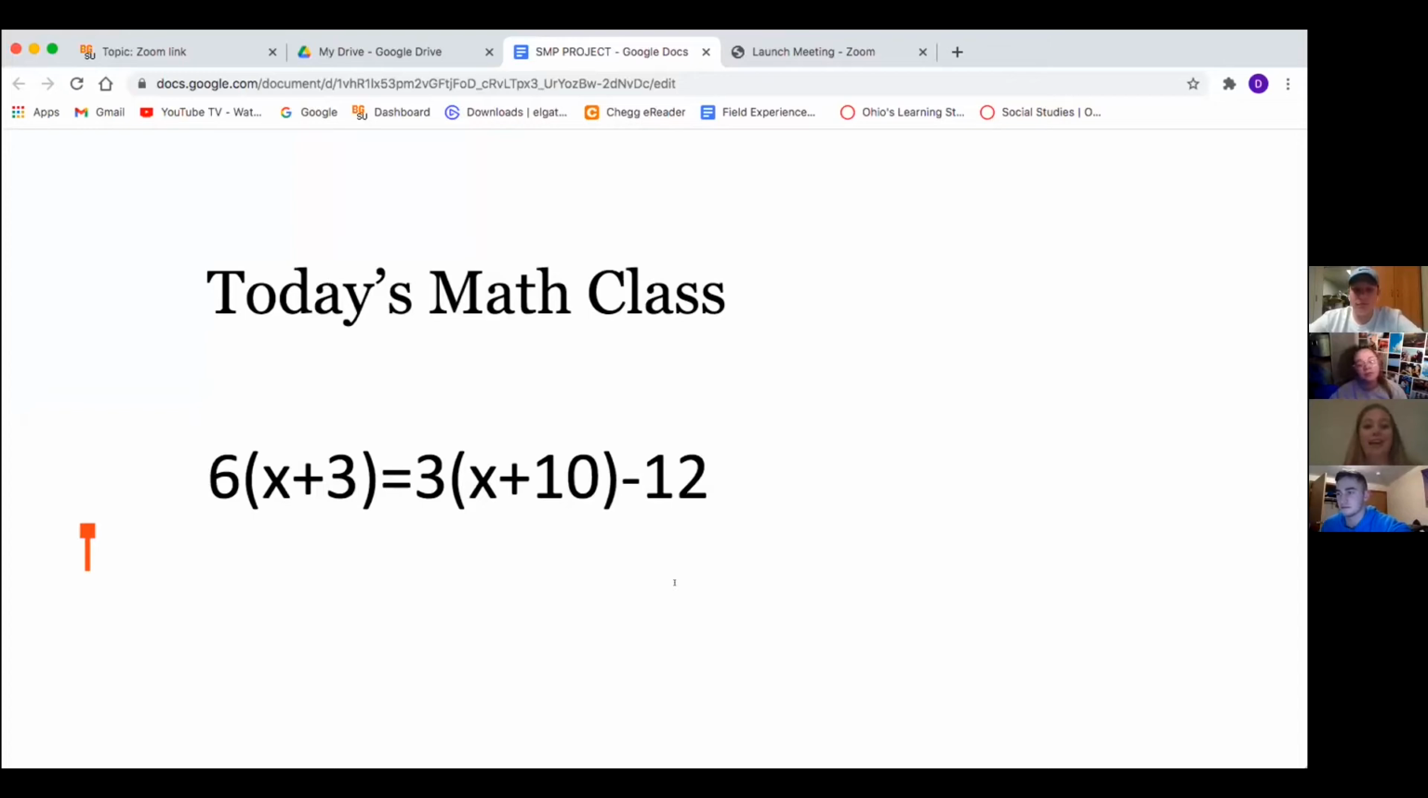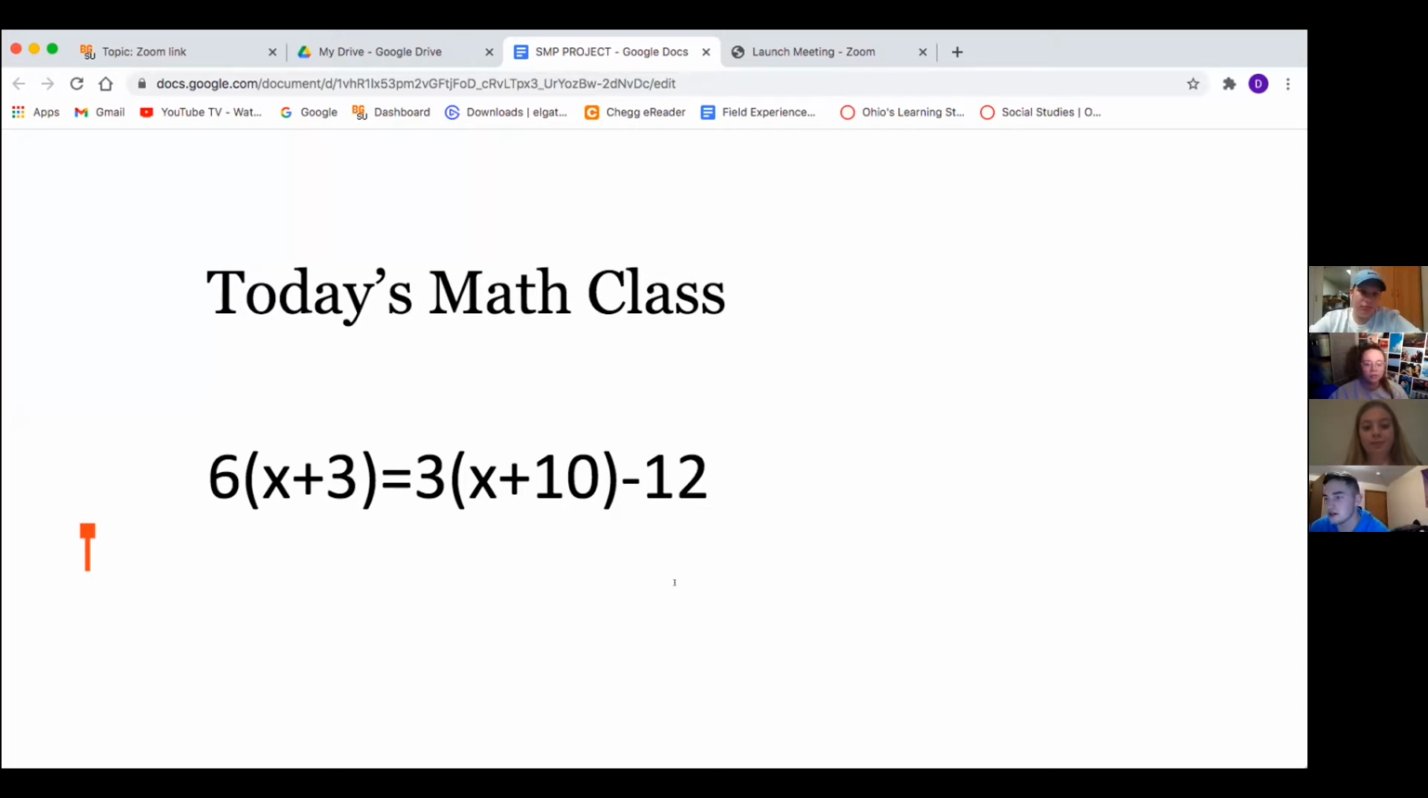So, from our last lesson, we have learned to solve equations with one variable. Now, let's see if you can solve the equation 6 times the quantity of x plus 3 equals 3 times the quantity of x plus 10 minus 12. Begin by working with your classmates on how to do this problem.